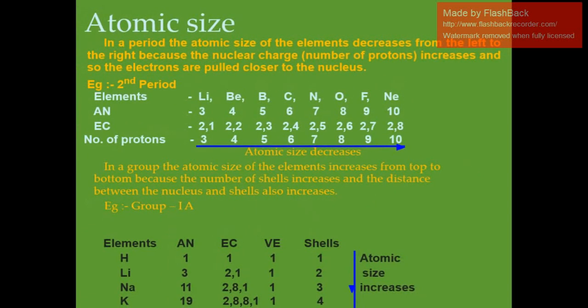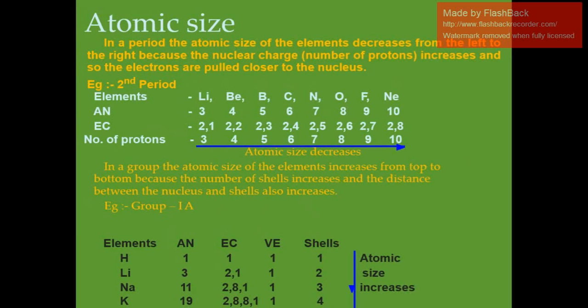If an atom is considered to be a sphere, the atomic size is given by the radius of the sphere. It is the distance between the center of the nucleus and the outermost shell which contains electrons in an isolated atom. Let us see the variation of atomic size in a period. On moving from left to right in a period, the atomic size decreases. What is the reason behind it?